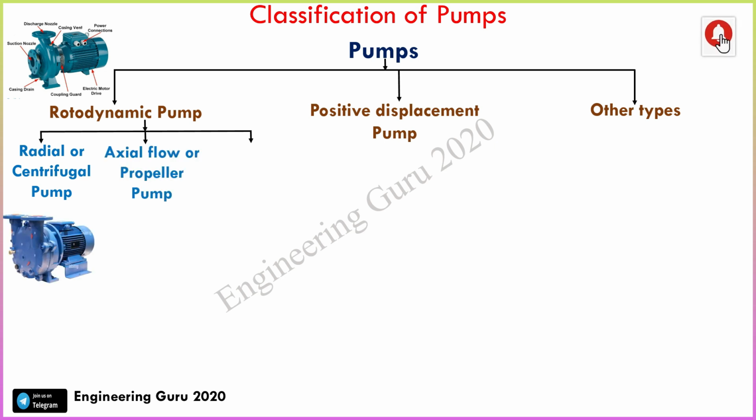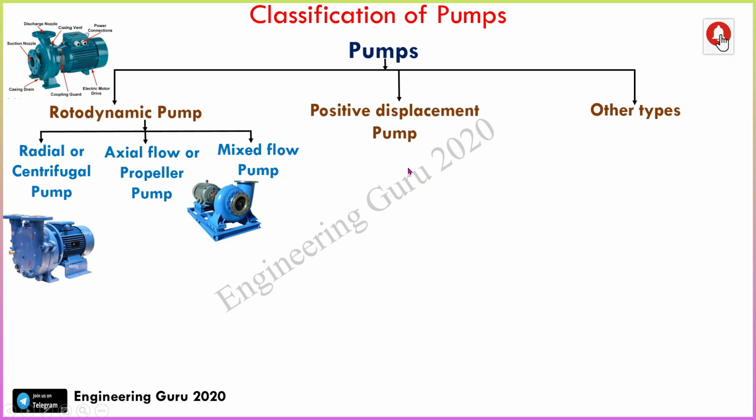Now second one, that is axial flow pump. We can see that this is the image of axial flow or propeller pump. Now third one, that is mixed flow pump. This is the image of mixed flow pump. So these all are covered in dynamic pump.